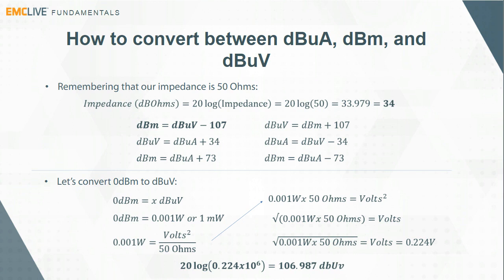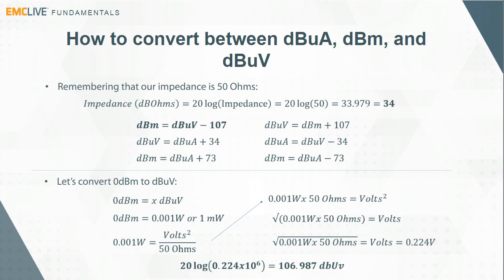So as a little proof here, let's convert 0 dBm to dB microvolts. 0 dBm is what X dB microvolts? 0 dBm is 0.001 watts or 1 milliwatt. And so applying Ohm's law, 0.001 watts is volts squared over 50 ohms. 0.001 watts times 50 ohms, using a little bit of algebra, is our volts squared. The square root of 0.001 watts times 50 ohms is how many volts? And that's 0.224 volts.